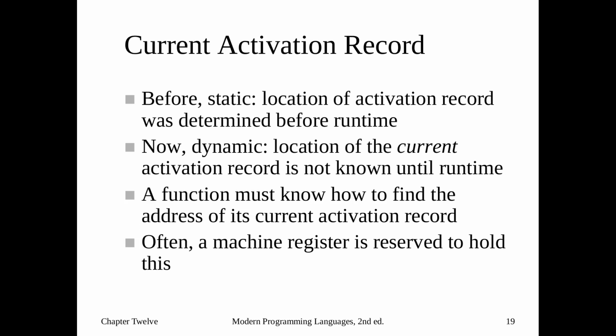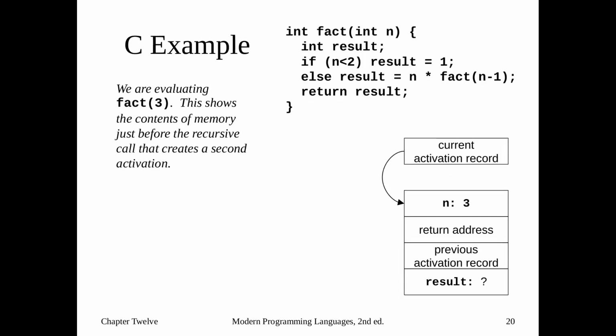But a function must, and this tells us that for the current one, we have to have some sort of register that indicates the current function's current activation record. And so if we look at this, and see how this works, we have the factorial example again, and it's very simple.